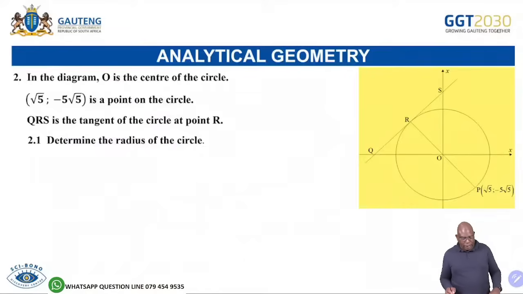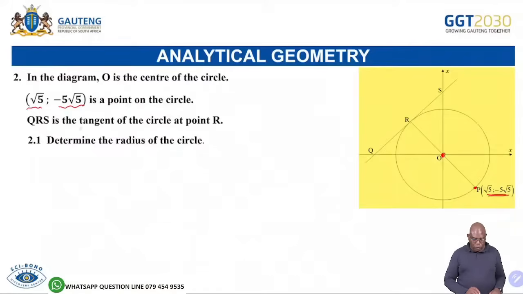All right. In the diagram, O is the center of the circle. Now this question here is based on grade 12 work that you have done this year. So in the diagram, O is the center of the circle. I love it when O is the center of the circle, because it's quite easy for me to deal with this type of question. Now, 5 square root of 5 and -5 square root of 5 is that point P there, it's given there. Right? That point is given.